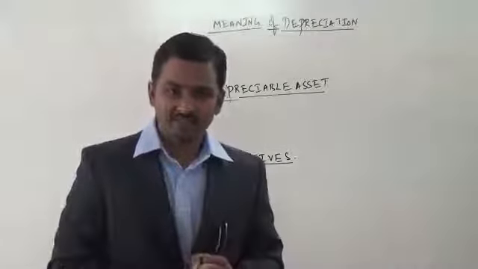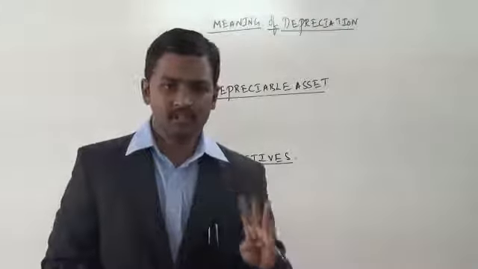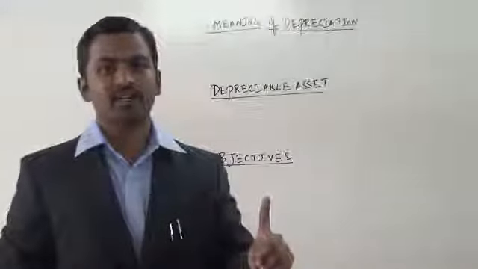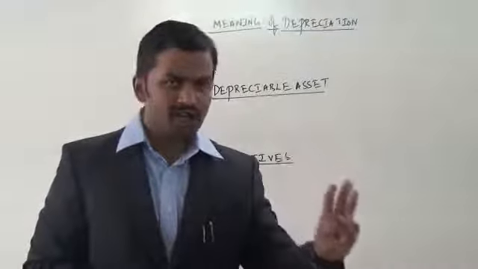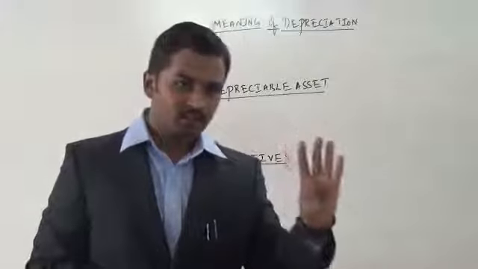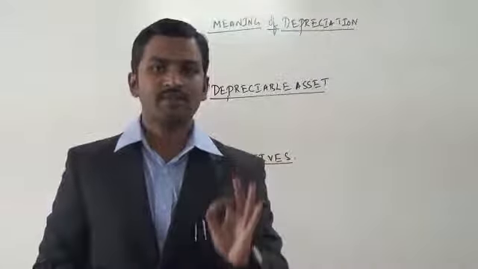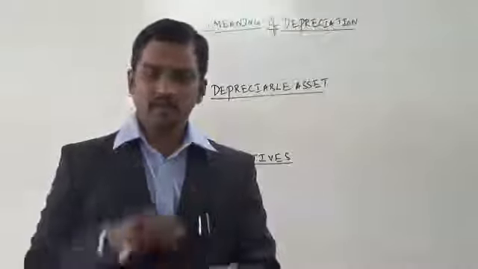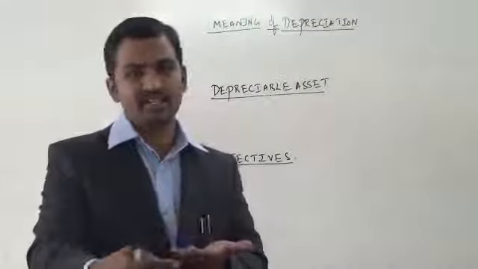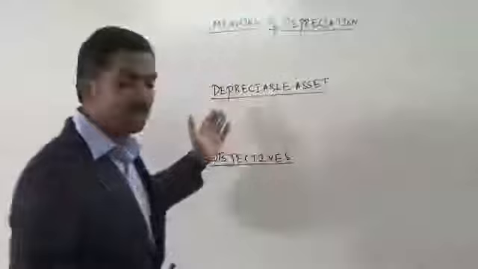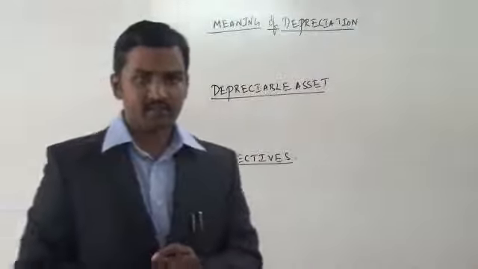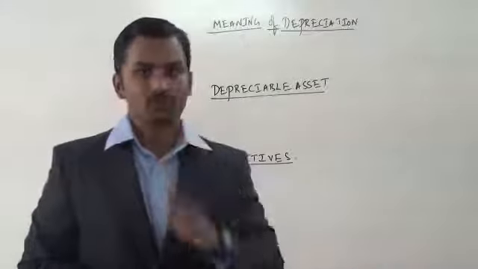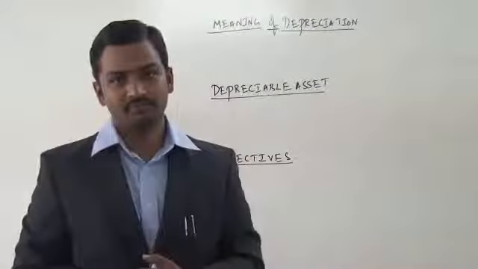So to call an asset as a depreciable asset, it has to satisfy four conditions. It should have a useful life of more than 1 year. It should be held for use in the business. It should not be held for resale. And the fourth and the most important condition is it should have limited useful life. So when an asset satisfies these conditions, it becomes a depreciable asset. The fall in value of these depreciable assets is measured, and that loss is called as depreciation.